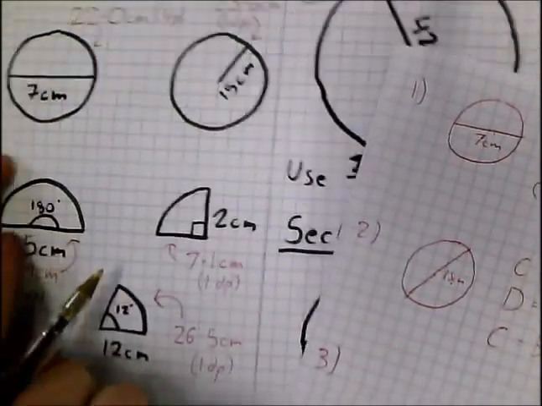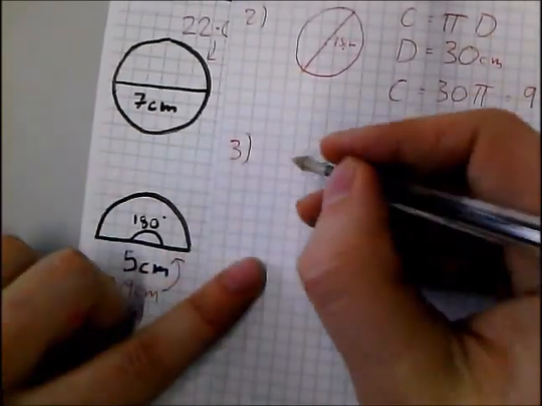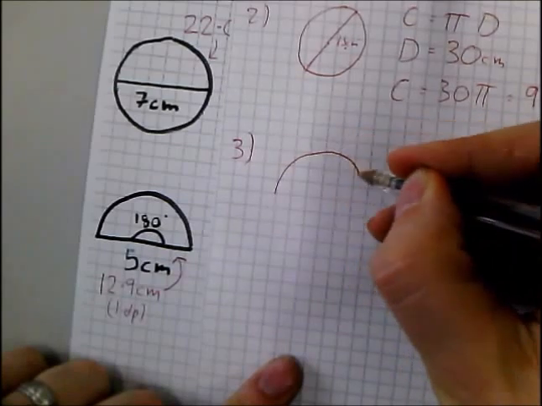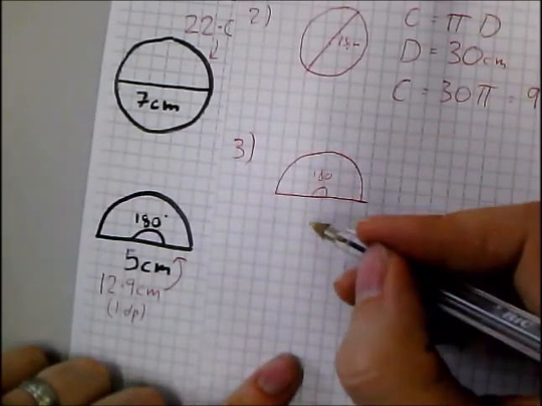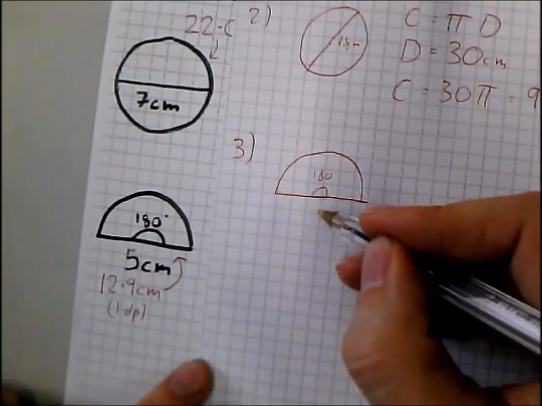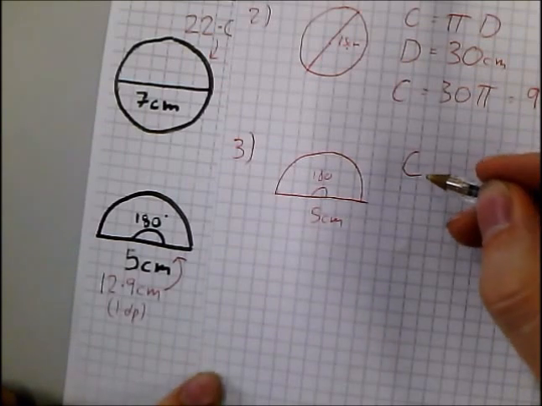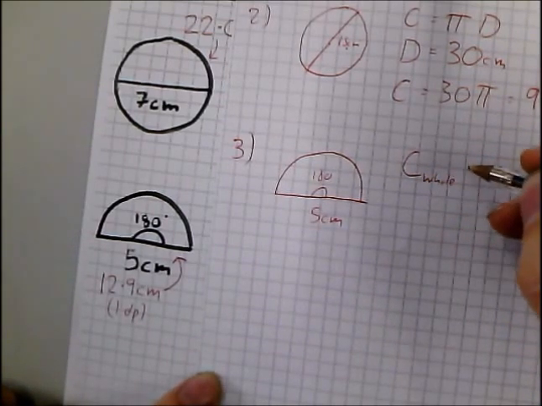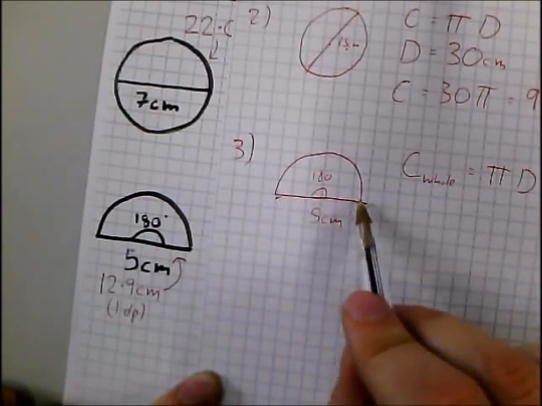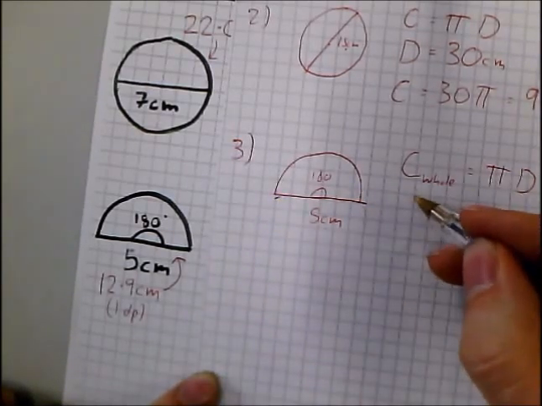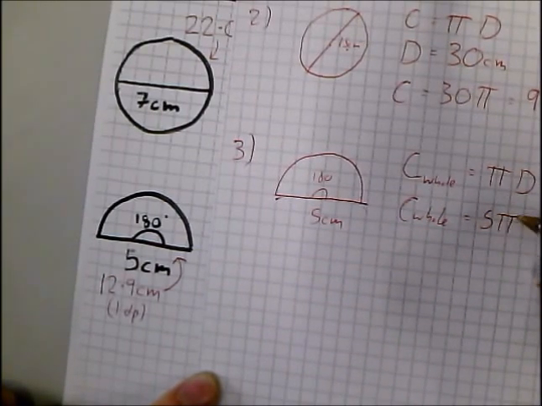Okay, question 3. This time I have a fractional circle here of 180 degrees. So I'm going to draw my diagram. We have 180 degrees, and my diameter was 5. So once again, C of the whole circle is pi times diameter. The diameter of the whole circle would be 5. So C whole equals 5 pi.